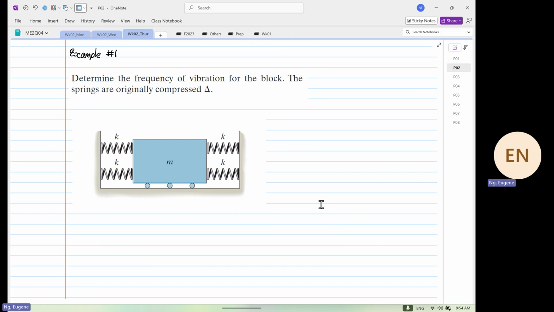Compressed. I repeat again, it highlights that the spring originally is compressed. Okay, I'll give you 2 minutes to draw the free body diagram on your own now. No, I will draw the first free body diagram, and then later on you draw the second free body diagram. Okay, I'll do the first.